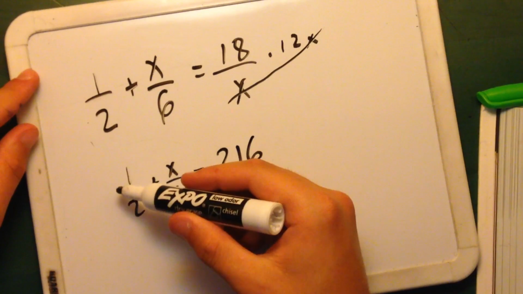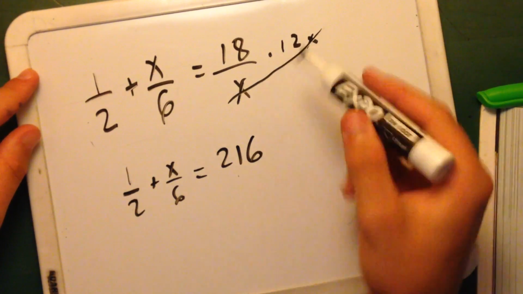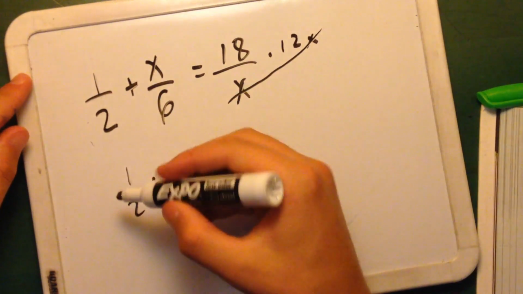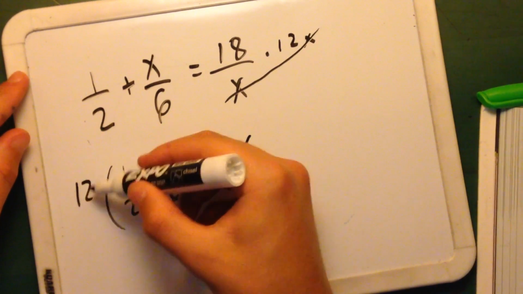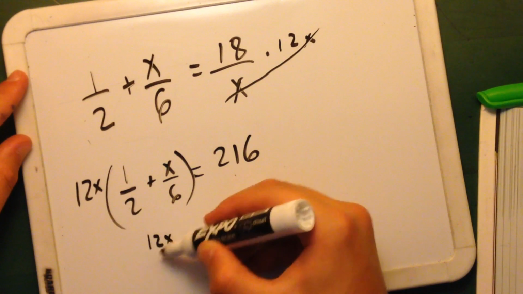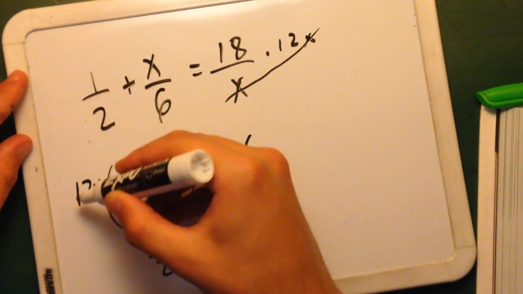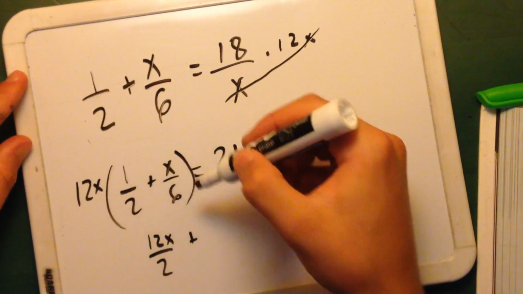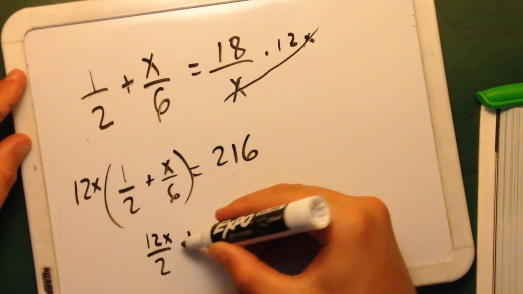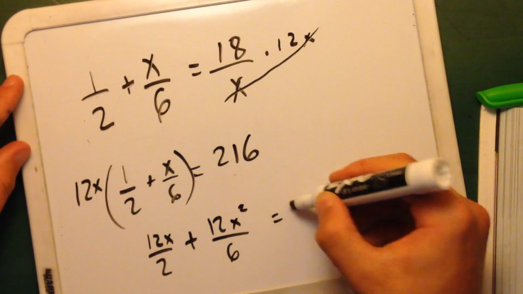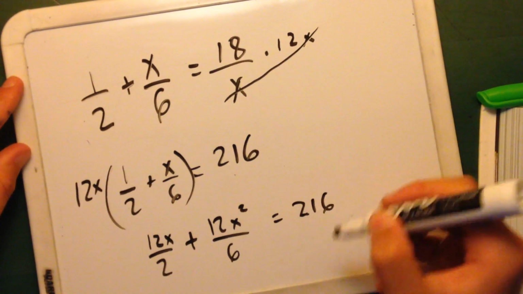And we're also going to multiply by 12x, just like how we multiplied by 12x here. We're also going to multiply this and this by 12x. So 12x times a half is 12x over 2, plus 12x times x over 6, so plus 12x squared over 6, is equal to 216.